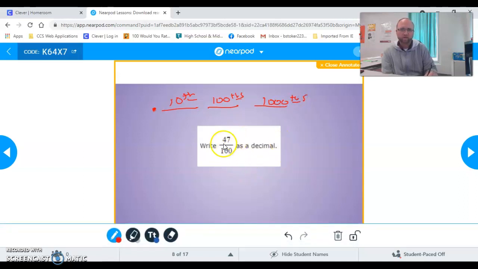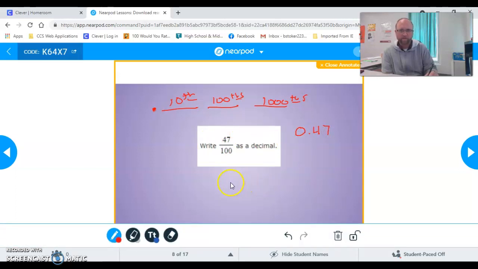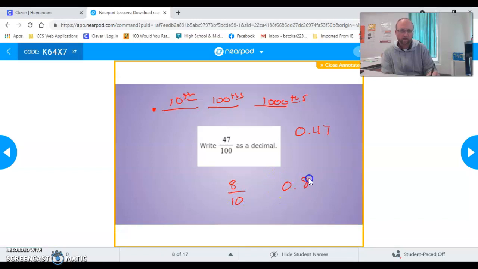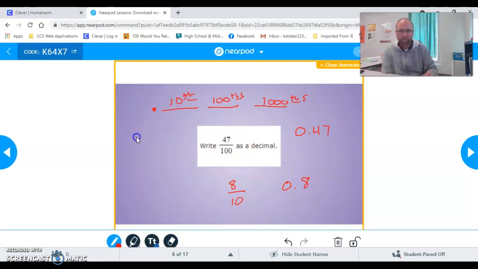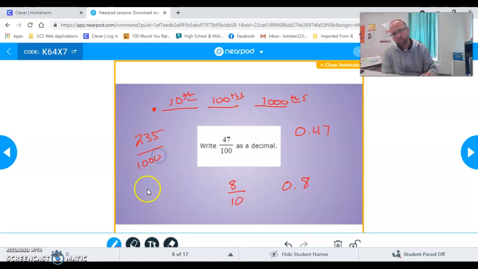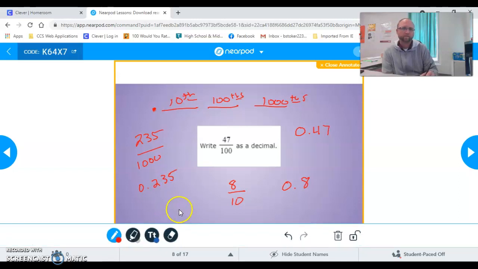So all you do here is, okay, there's 2 digits and it's over 100. So this would be written like this, 0.47. If you had 8 over 10, that would be 0.8. It's in the tenths, 8 tenths, 47 hundredths. If you had something like 235 over 1,000, you would write that 0.235.